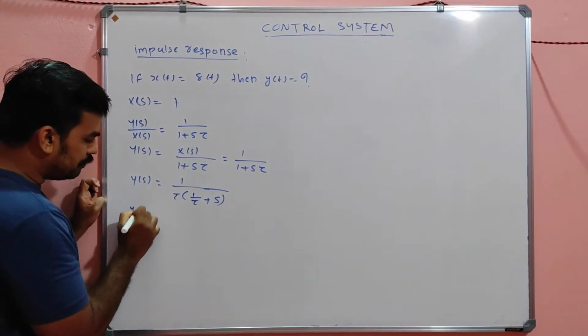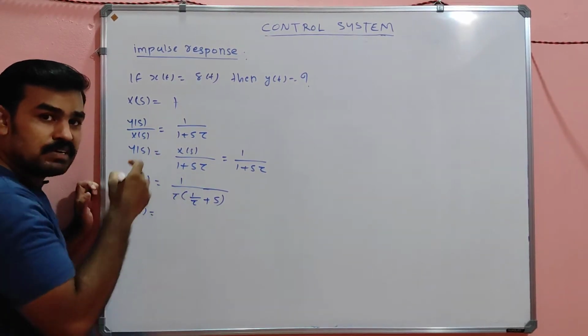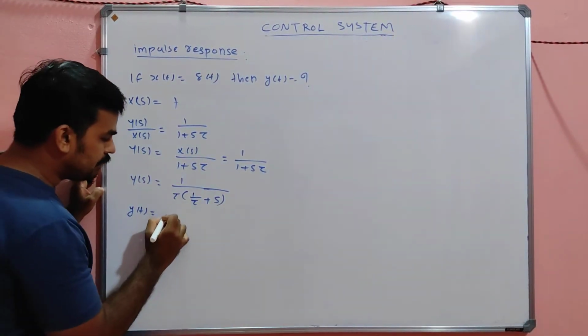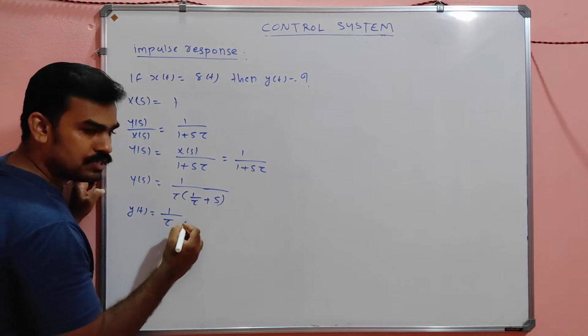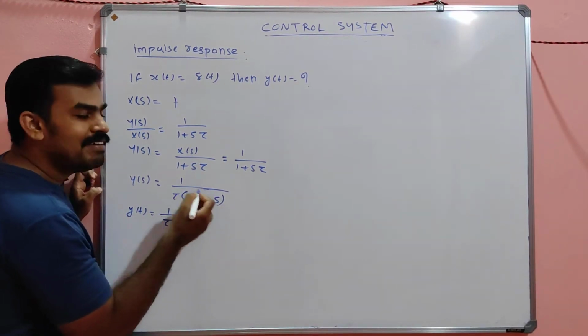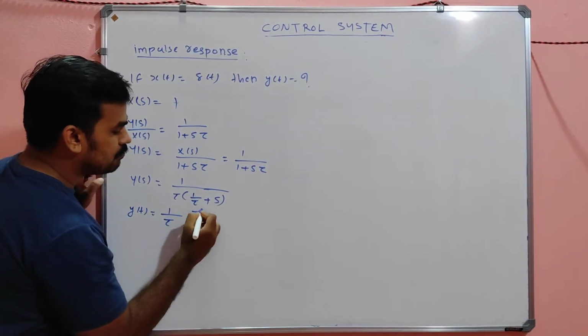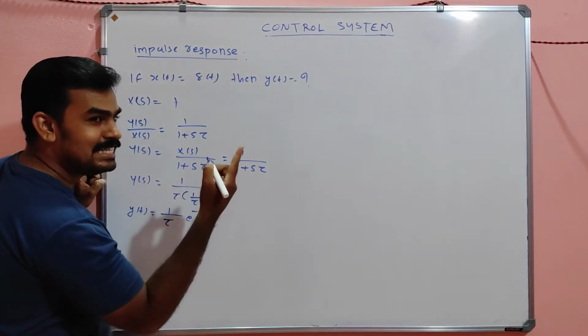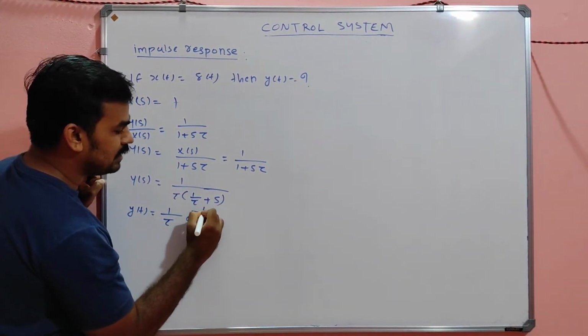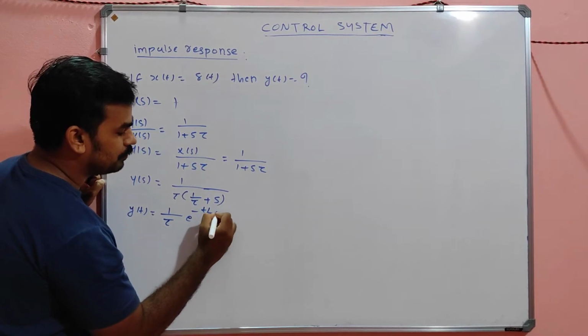Then what will y of t be? Taking the inverse Laplace transform, y of t is in the form of 1 by τ, which is a constant, and I took it outside, times 1 divided by s plus a. What is the inverse Laplace transform, my dear? It is e raised to minus t by τ.